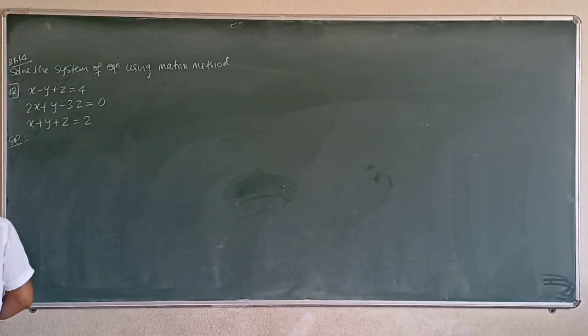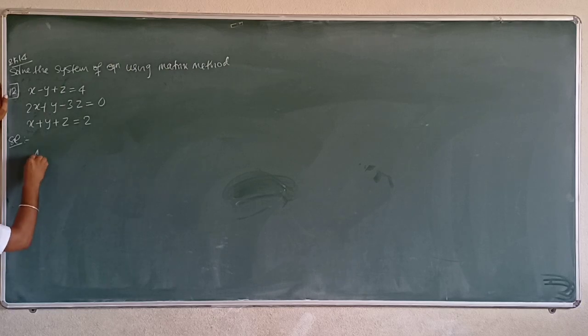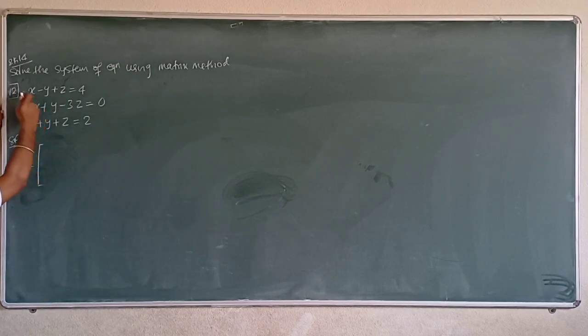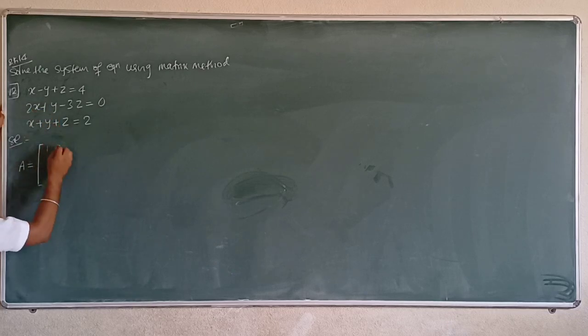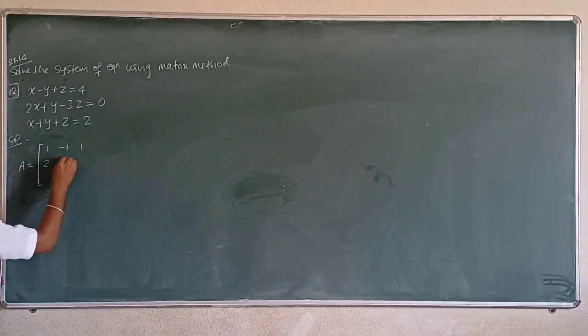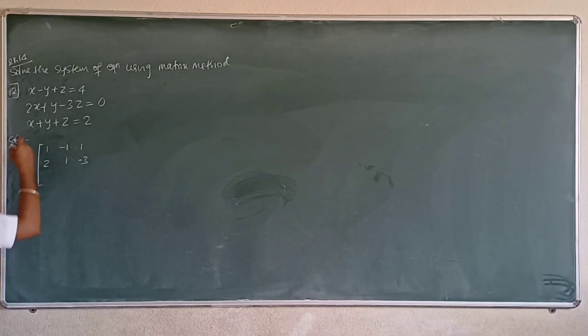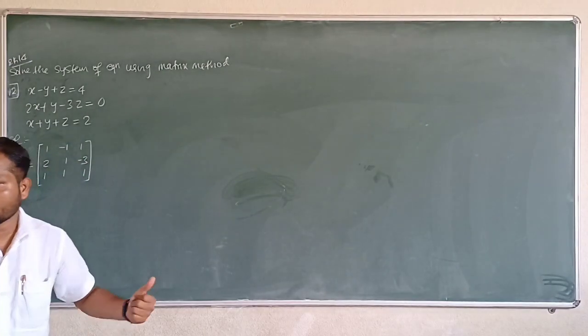Take A. What is the meaning of A? The coefficients of x, y, z. What is the x coefficient here? 1. What is the y coefficient? Minus 1. The z coefficient is 1. Same way, the second row is 2, 1, minus 3. Next, the third row is 1, 1, 1. It is the coefficient matrix of x, y, z.